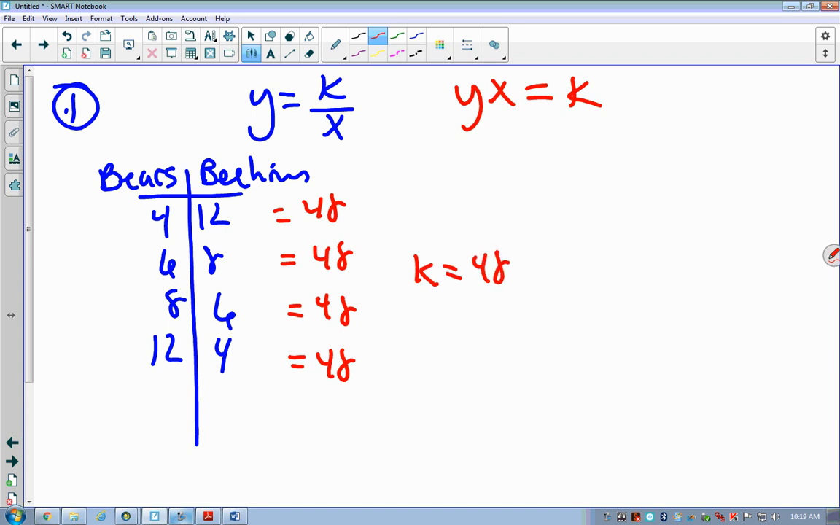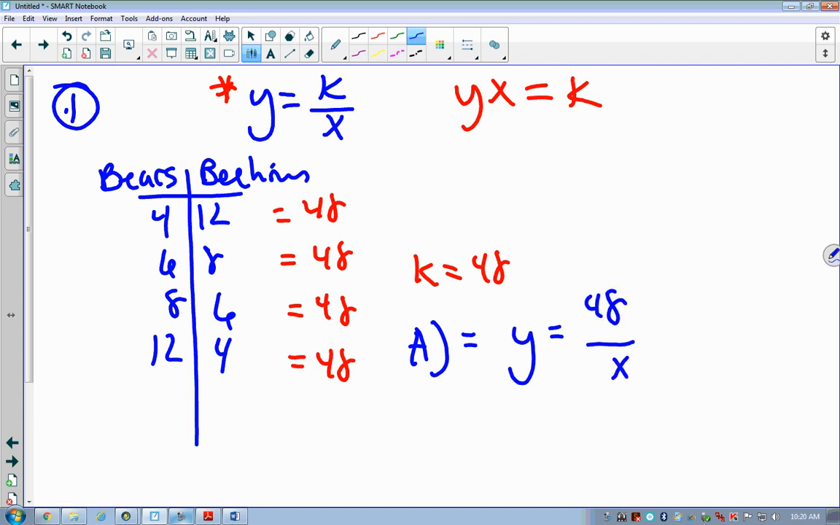All right, so let's look at question A. If x represents the number of bears, and y represents the number of beehives, find the inverse variation function from the table above. So the first thing that we had to do was find our constant, correct? Now we're going to plug our constant back into our original equation. So what is my equation now? No, my equation is not 48. Y equals 48 over x.